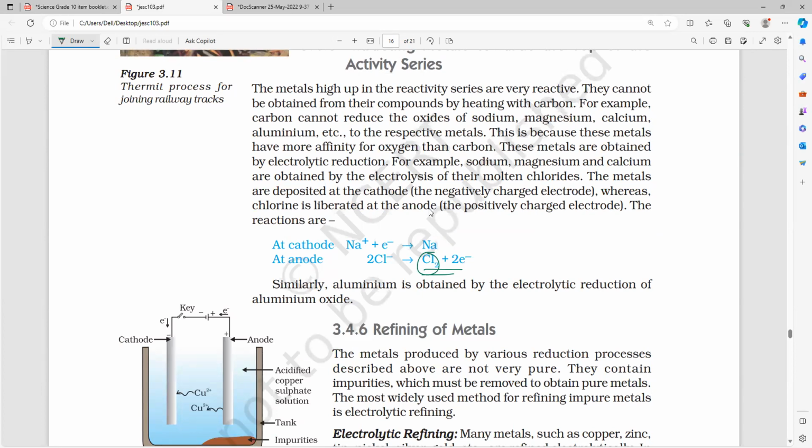Chlorine. Here you can see, the metals are deposited at the cathode, whereas the chlorine is liberated at the anode. It is a positively charged electrode. That's what the anode is. You can see here.